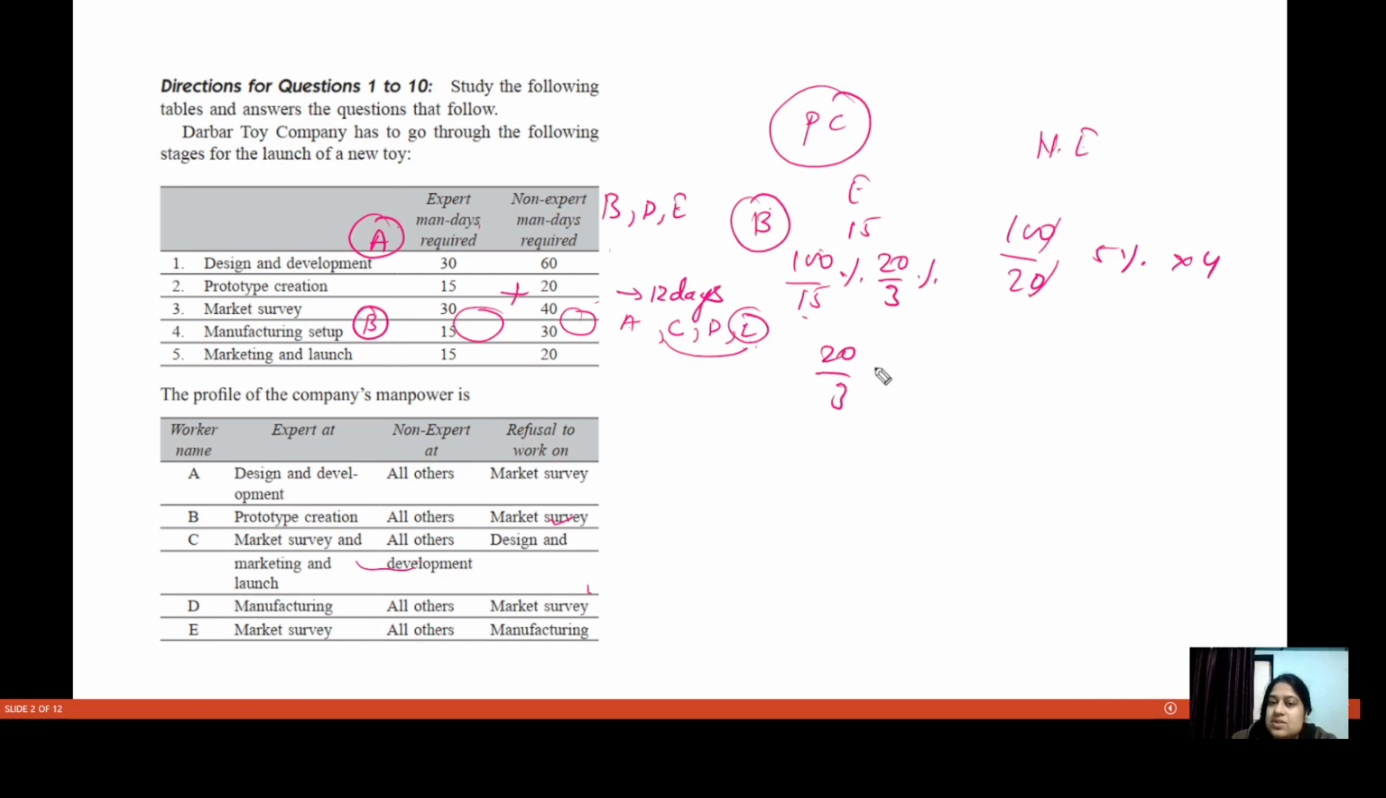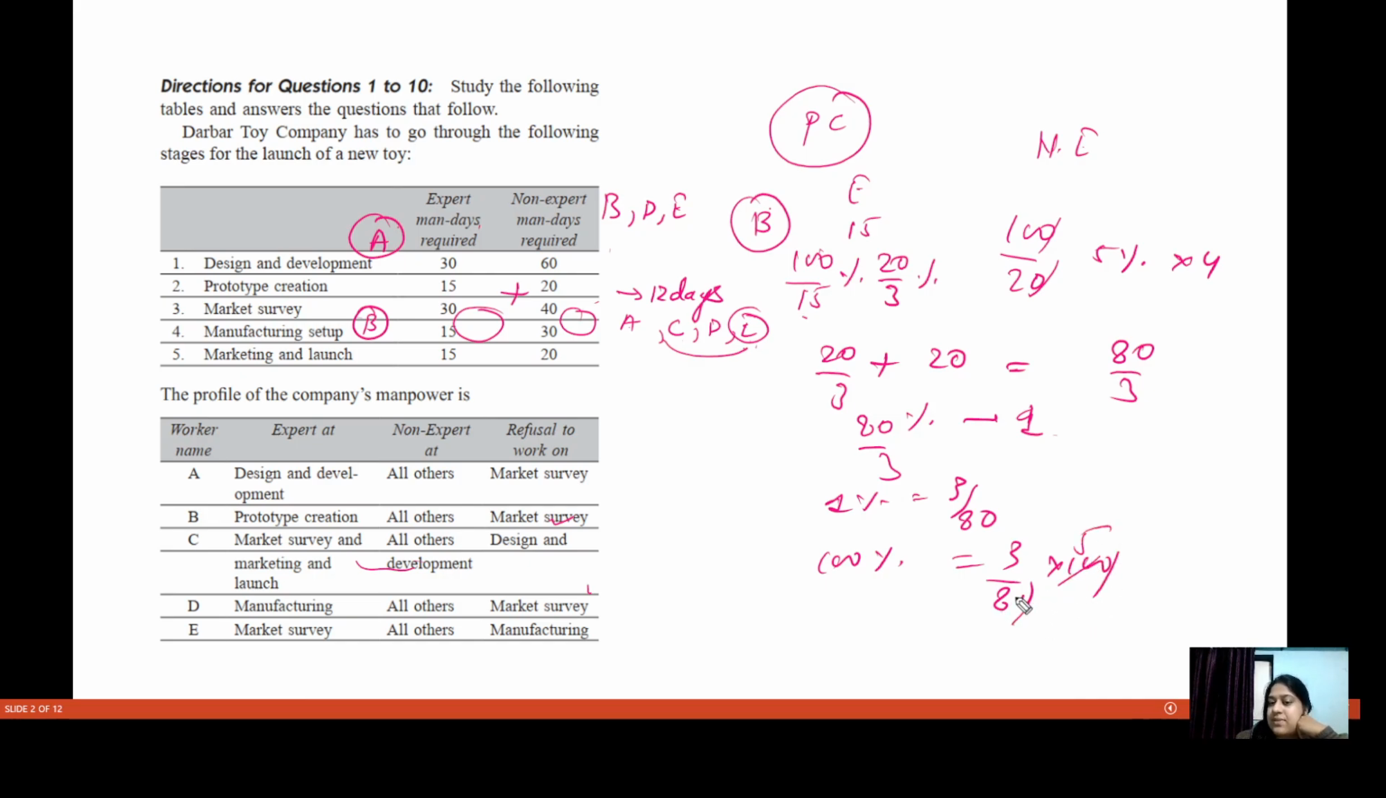And then we have this. So 20 by 3 plus 20 is equal to 80 by 3. So this much percent work is done in one day. Okay, so 80 by 3% work is done in one day. Okay, so 1% work is done in 3 by 80 days. Okay, so 100% of the work will be done in 3 by 80 into 100. Okay, so this is 5, this is 4. You have this 15 divided by 4. So that is 3.75 days.